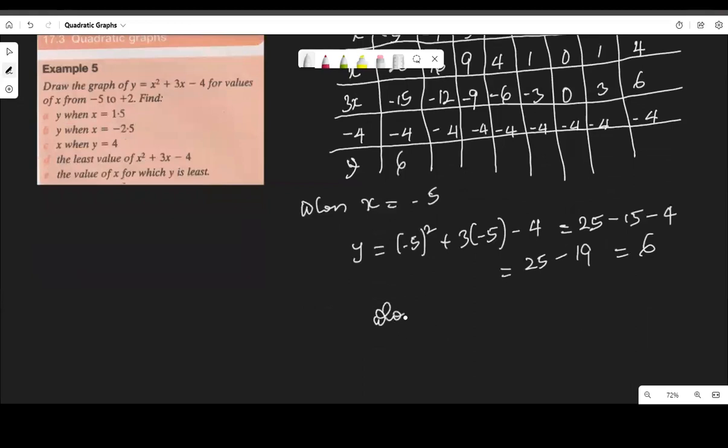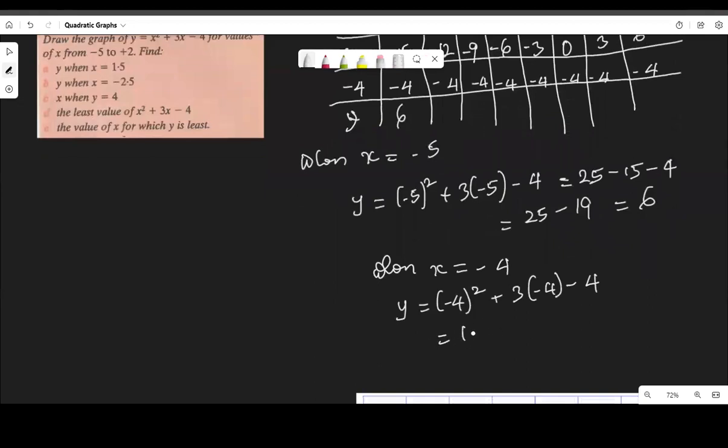When x is equal to -4, which is the next value of x, y will be -4 squared plus 3 times -4 minus 4. -4 squared is 16. 16 plus times minus is minus. It will be 16 minus 12 minus 4. Minus 12 minus 4 is minus 16. 16 minus 16 is 0. Then y is equal to 0.